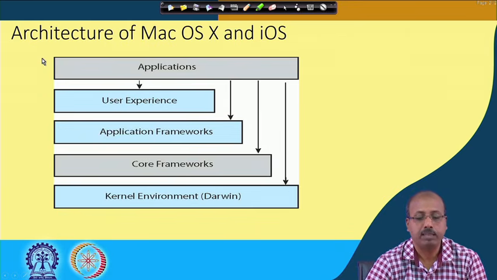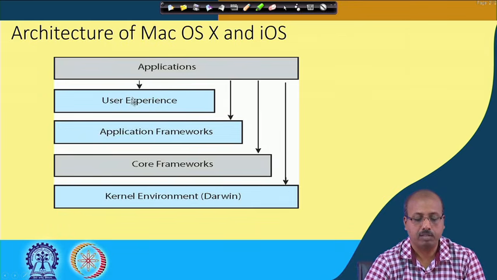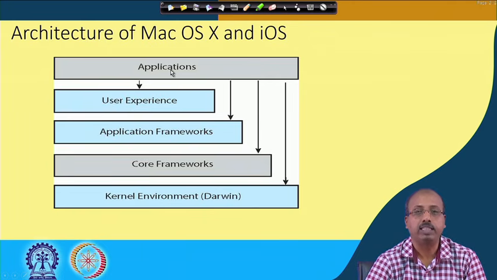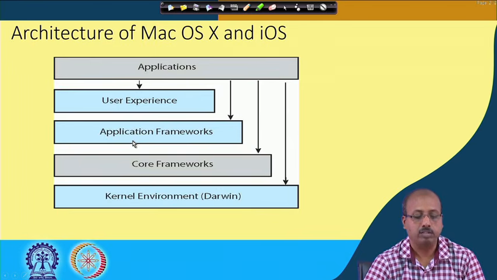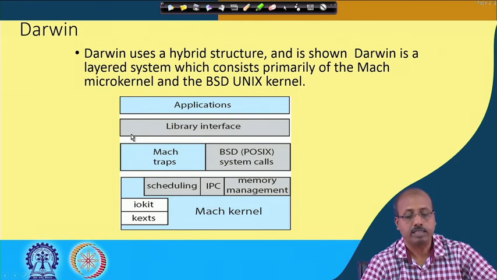So, Mac OS X and iOS: the kernel is there. On top of that we have core frameworks, on top of that application frameworks, then on top of that the user experience, and then the applications at the top level. Applications can talk to all other layers, but the individual layers talk to the next lower layer for interaction. So, this is the architecture of Mac OS X.